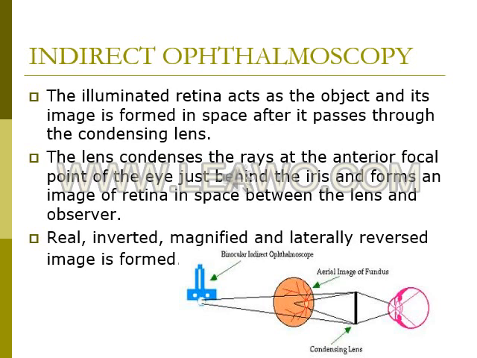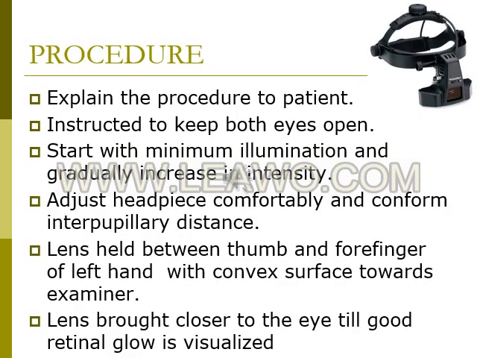Indirect ophthalmoscopy. The illuminated retina acts as the object and its image is formed in space after it passes through the condensing lens. The lens condenses the rays at the anterior focal point of the eye, just behind the iris, and forms an image of the retina in space between the lens and observer. A real, inverted, magnified, and laterally reversed image.